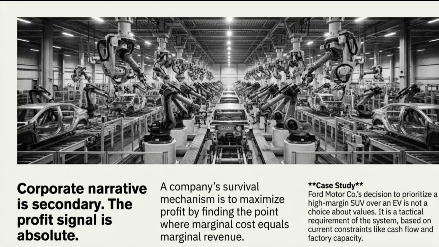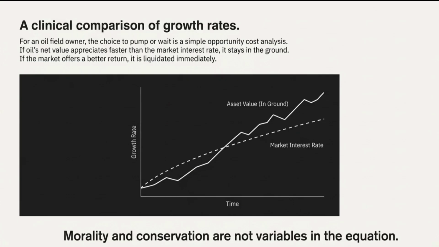The source brings up Ford Motor Company. It's a great example. They make everything from efficient EVs to massive SUVs. The Expedition versus the Explorer, for example. The decision on which one gets more factory space, more money, more engineers, it's completely unsentimental. It's just a math problem. It is. It's about maximizing profit under the constraints you have right now, like your cash flow and your factory capacity. If that high-margin, gas-guzzling SUV is the best tactical move today, then that's what they have to do. That's what the system requires them to do.